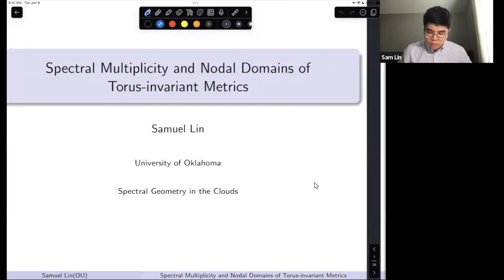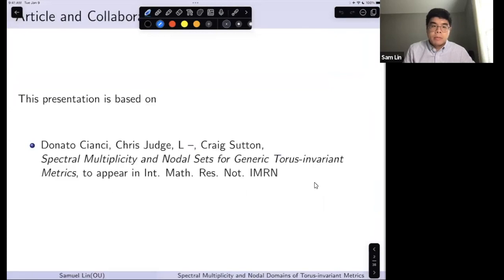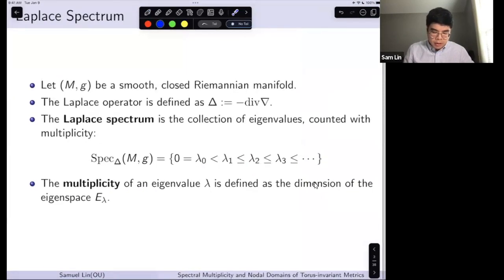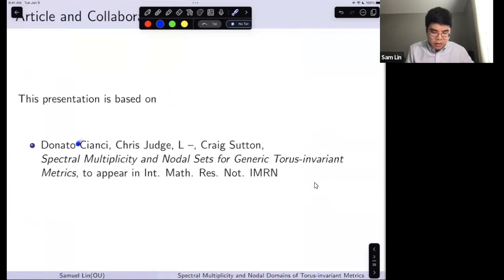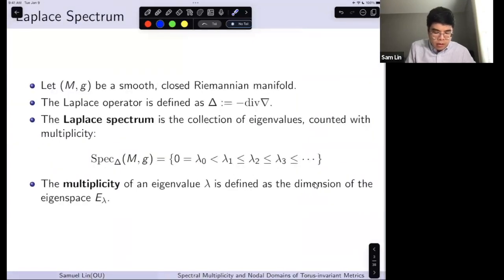Today, my presentation will be based on this paper with the same title, and it's about to appear in IMRN. This is a joint project with Dan Cianci, Chris Judge at Indiana, and Craig Sutton at Dartmouth College. Today, I will let (M, g) be a smooth closed Riemannian manifold. I should say that there is a version of this for manifolds with different boundary conditions, but today I will focus on closed Riemannian manifolds.